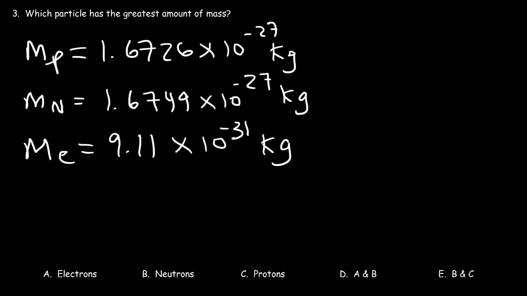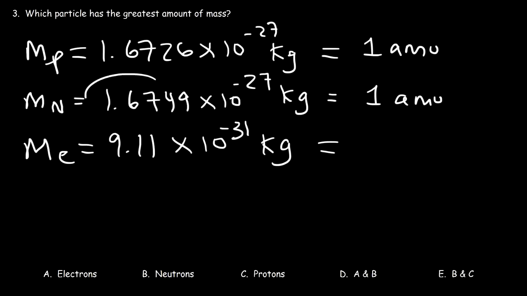Now you might be wondering, what do these numbers mean? In terms of atomic mass units, a proton is approximately 1 atomic mass unit. The same is true for a neutron. Now a neutron is slightly heavier than a proton, but in terms of atomic mass units, these two are very close to each other, and they're approximately 1. The electron is a lot lighter than the proton or the neutron, and it's about 0.000549 atomic mass units.